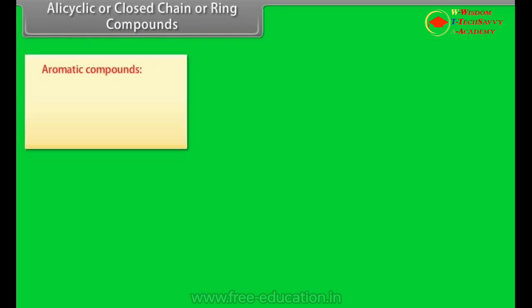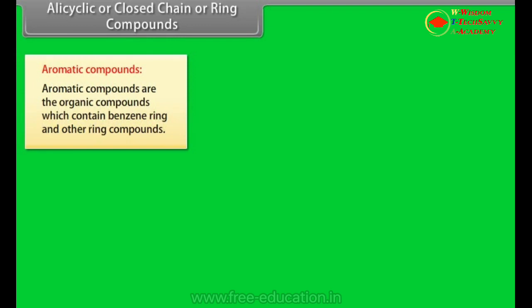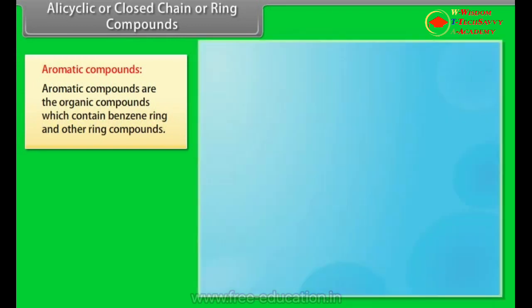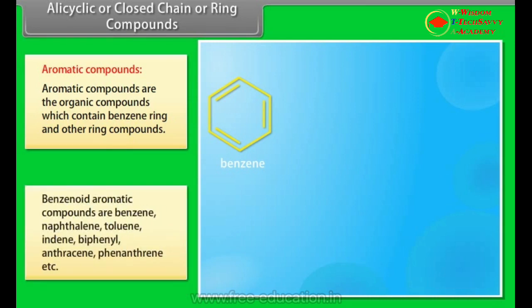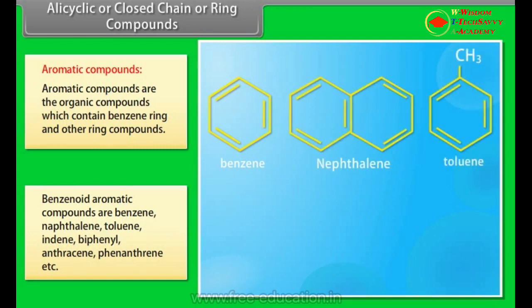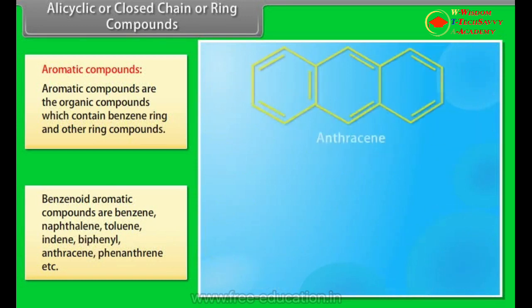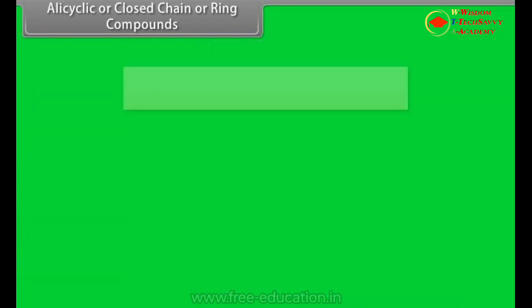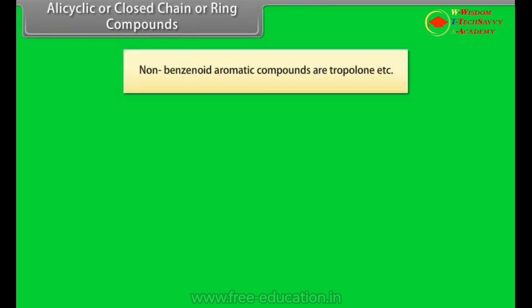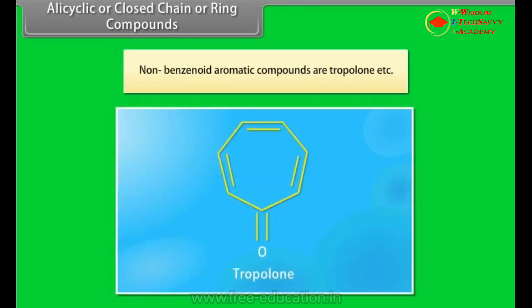Aromatic compounds. Aromatic compounds are the organic compounds which contain benzene ring and other ring compounds. Benzenoid aromatic compounds are benzene, naphthalene, toluene, indene, biphenyl, anthracene, phenanthrene, etc. Non-benzenoid aromatic compounds are tropylium, etc.